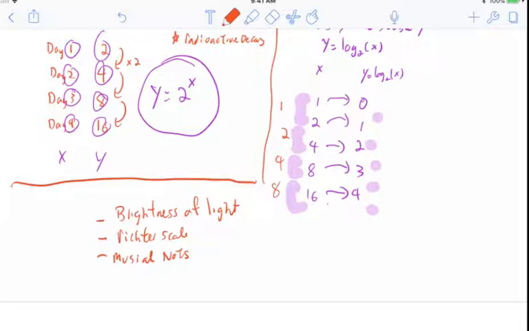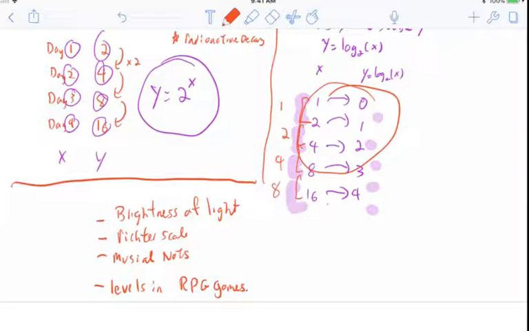My favorite is levels in video games. I don't know if you play role-playing games, or say Pokemon Go. It takes a certain amount of experience to go from level 0 to level 1, and then it takes twice that amount of experience to go from level 1 to level 2, and then twice that much to go from 2 to 3, and twice that much to go from 3 to 4, right? Or that many hours catching Pokemon or whatever. So the idea is at the very start of the game, when you're weak, you level up really fast, but as time goes on, it takes you longer and longer to get to the higher levels.